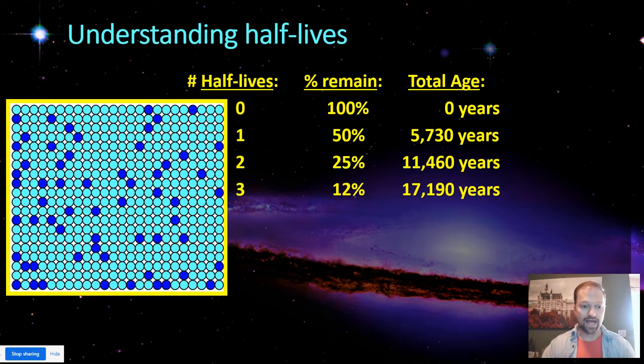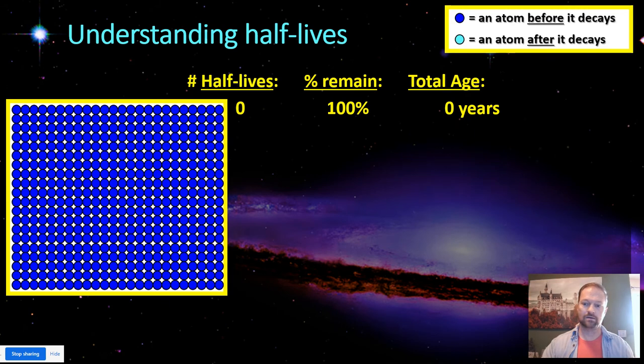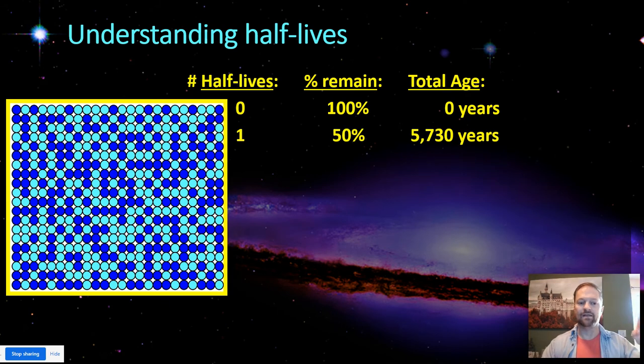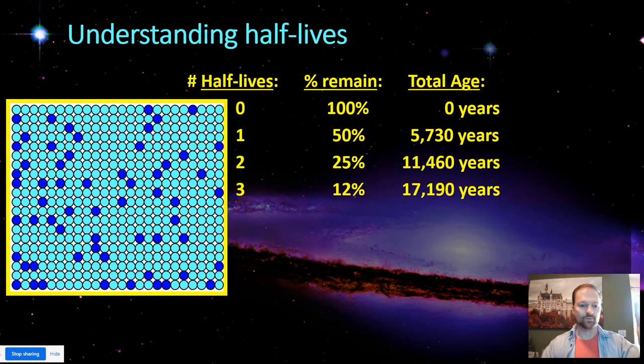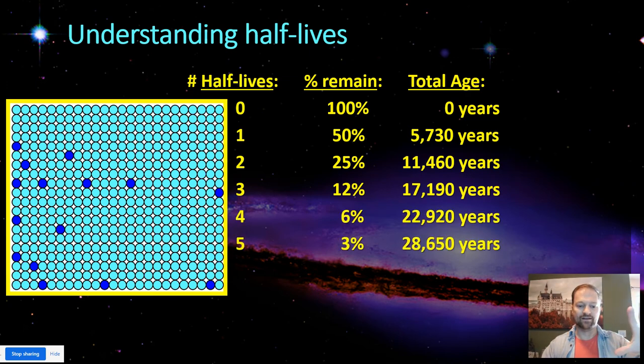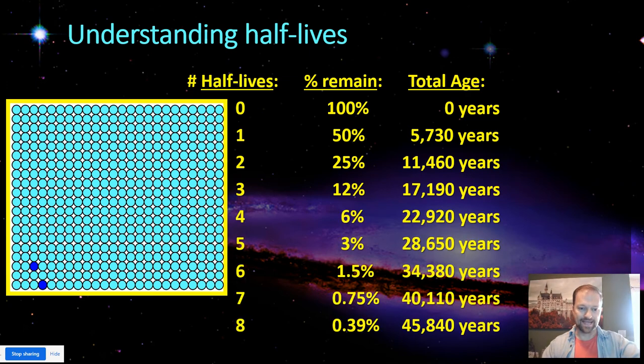We started at 100%. Cut it in half, 1 half-life. Then we cut that in half, 2 half-lives. Then we cut that in half, 3 half-lives. Then we cut that in half, 4, 5, 6, 7, and 8. 45,840 years have gone by, and the amount of carbon-14 remaining is barely a trace, 0.39%. Okay? Okay, let's consider what this really means, and we'll finish up what you've got on your worksheet.